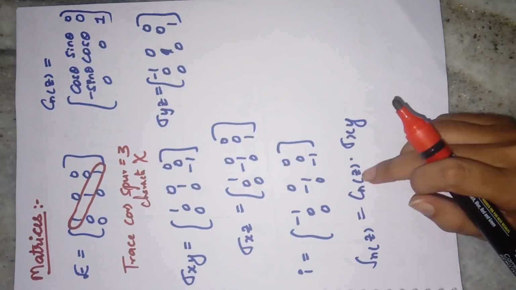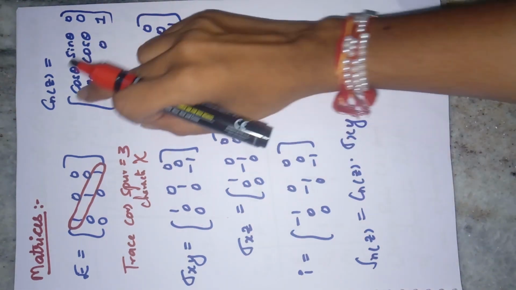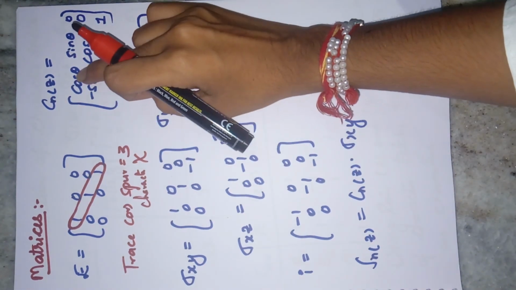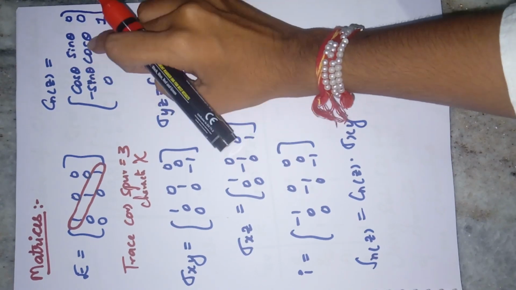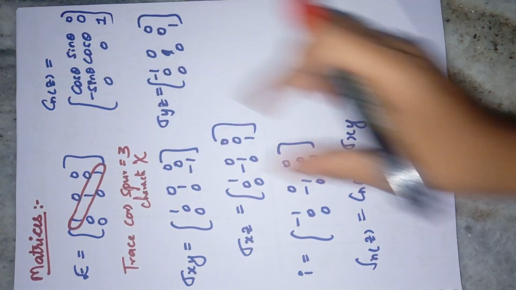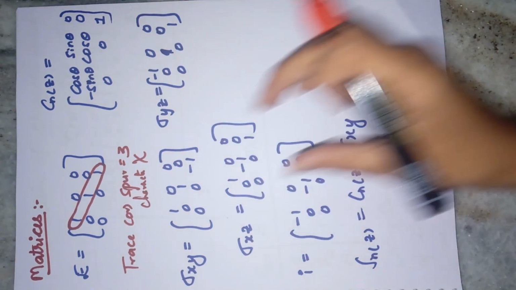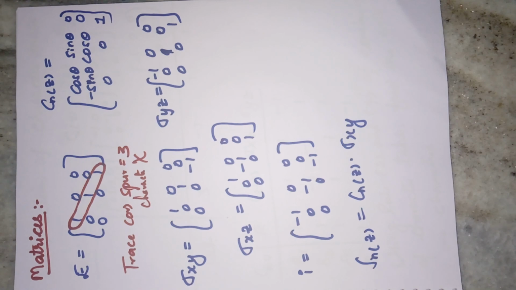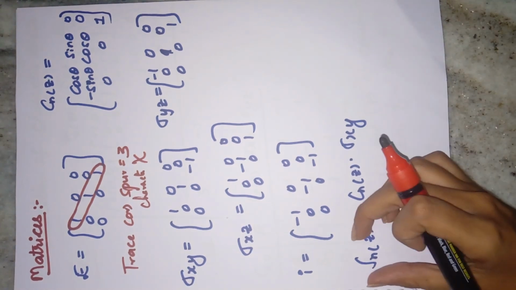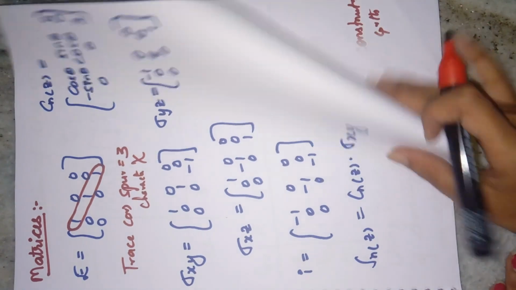And S2, it is simple: C2 into sigma xy. Take C2 along z. So what do you do? C2 is 180 degrees, cos 180 is -1, sin 180 is 0. Substitute the values, then you get the matrix for C2 over here. And sigma xy anyway you have. So multiply these two 3 cross 3 matrices, and you will get a final answer. That will be the matrix for your S2. Okay, so this is the way you have to calculate the matrices.